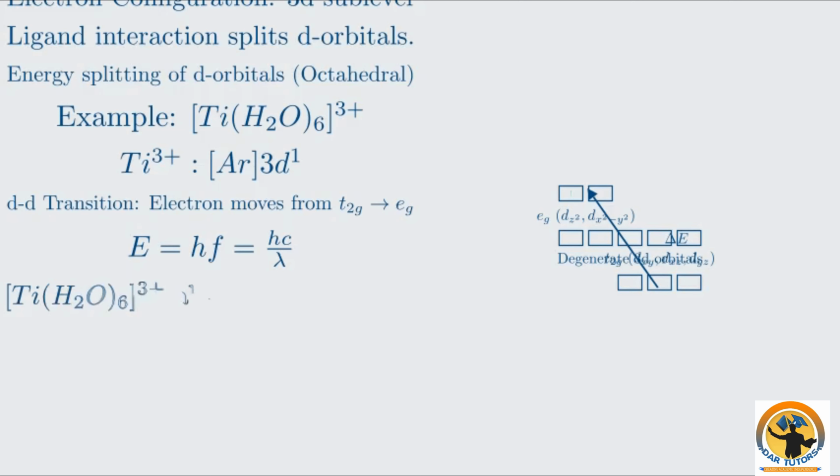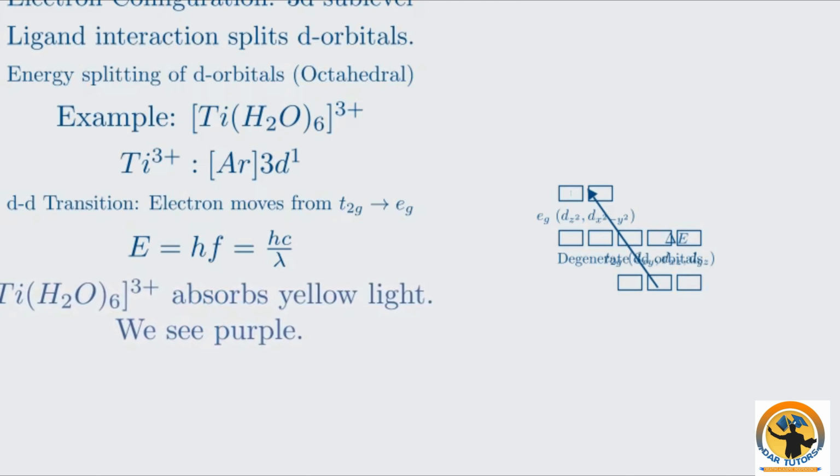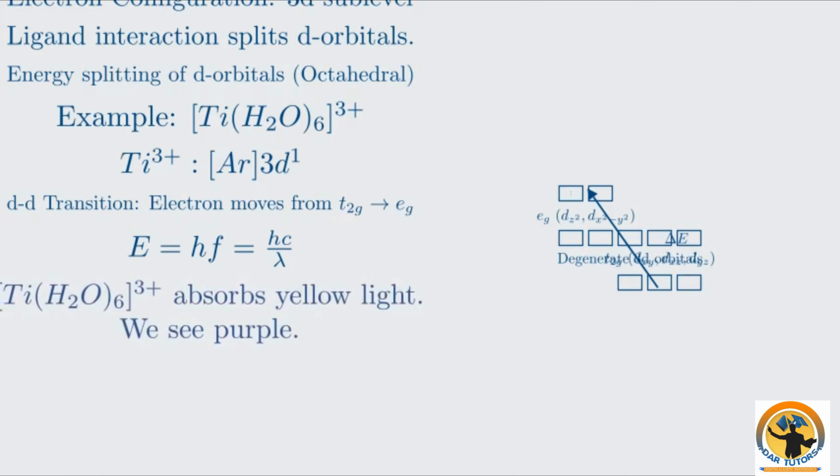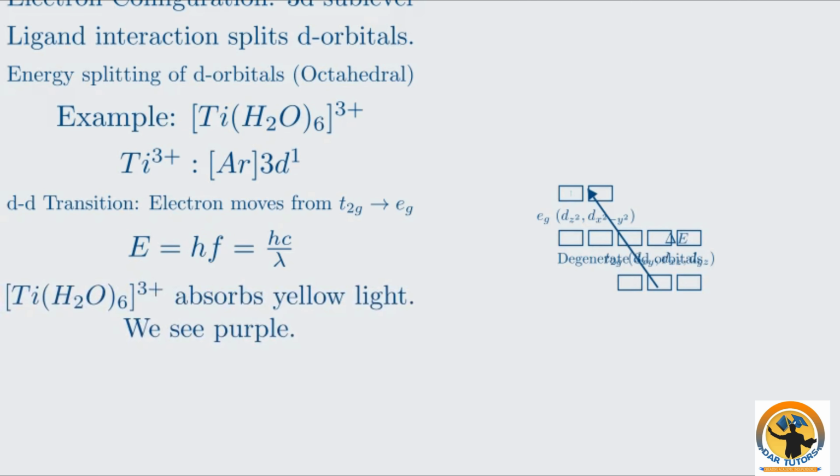The energy of the photon absorbed is directly related to its frequency and wavelength by the equation E equals hf, or hc over lambda. The [Ti(H2O)6]3+ ion absorbs yellow light. Its complementary color, which is blue-violet, is transmitted. This gives the solution a characteristic purple color. In summary, the color of transition metal complexes is due to the splitting of the d orbitals into 2 energy levels by the ligands. When an electron absorbs light of a specific wavelength equal to the energy gap ΔE and makes a d-d transition, we perceive the complementary color.